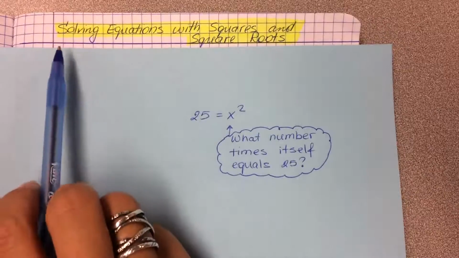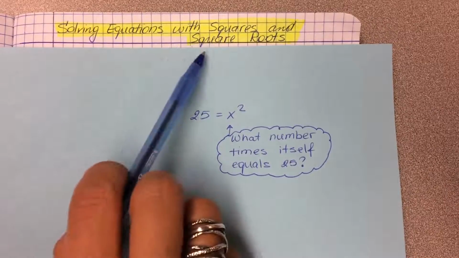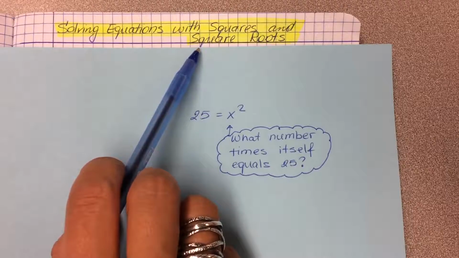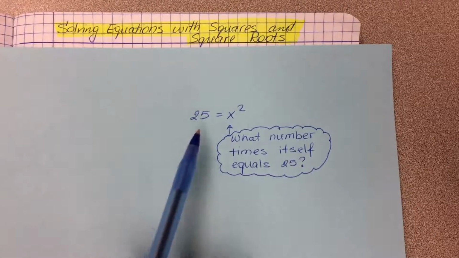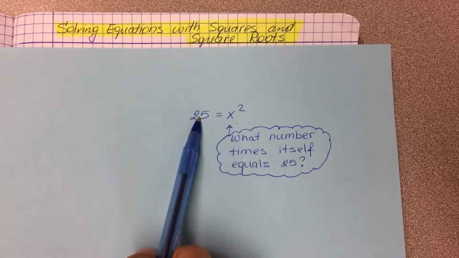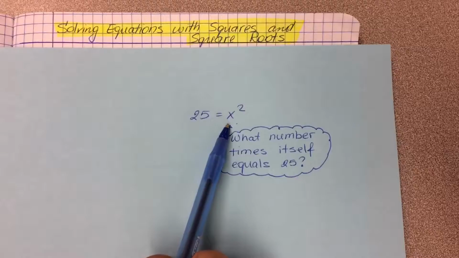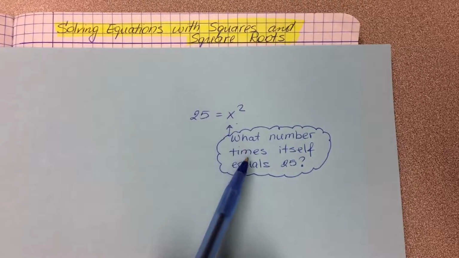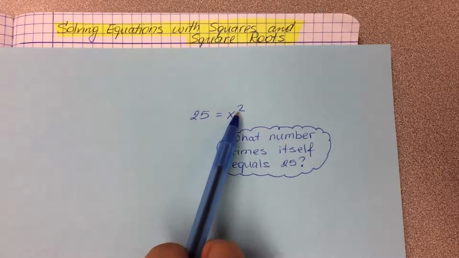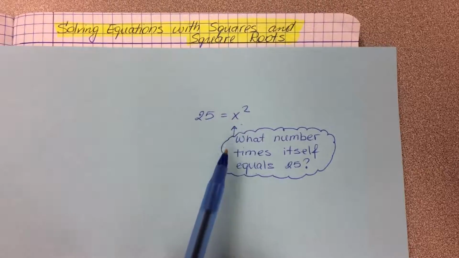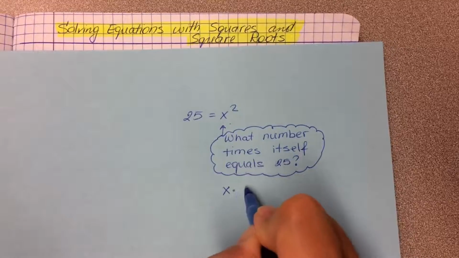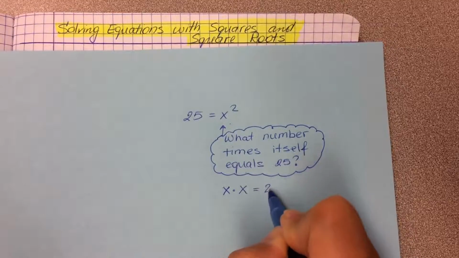In this video, we'll look at how to solve equations with squares and square roots. Squares and square roots are inverse operations. One type of problem can be a variable to the second power equal to a number. This question means, what number times itself equals 25? Knowing that square means a number multiplied by itself, the question is, what times itself equals 25?